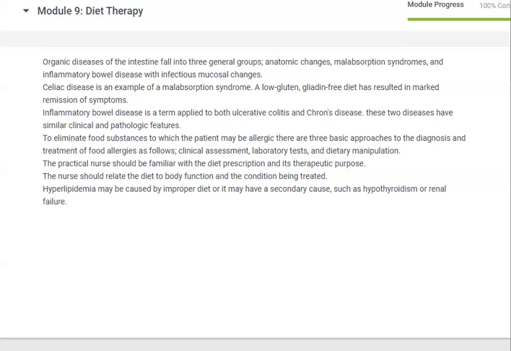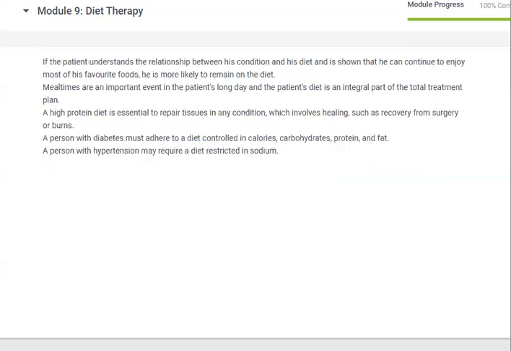The practical nurse should be familiar with the diet prescription and its therapeutic purpose. The nurse should relate the diet to body function and the condition being treated. Hyperlipidemia may be caused by improper diet, or it may have a secondary cause, such as hypothyroidism or renal failure. If the patient understands the relationship between his condition and his diet and is shown that he can continue to enjoy most of his favorite foods, he is more likely to remain on the diet.